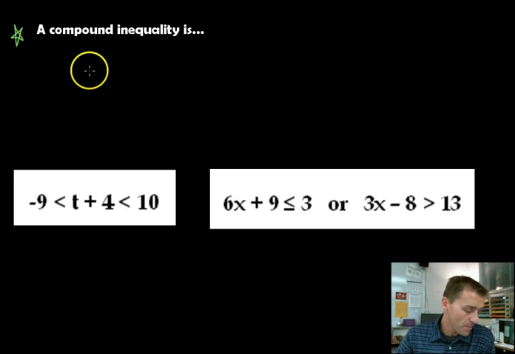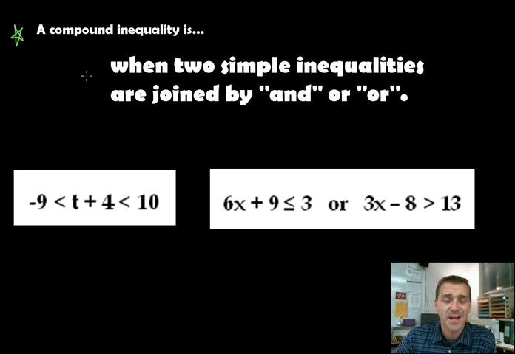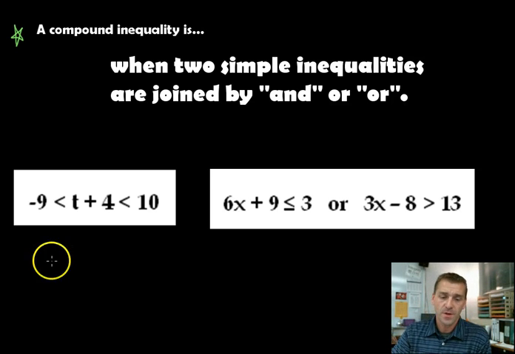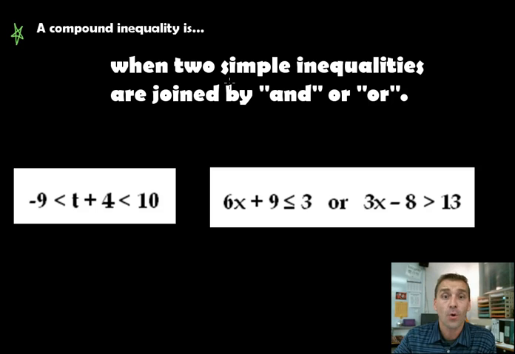A compound inequality, by definition, is when you take 2 simpler inequalities and you combine them. You join them together with either an and or an or. And you'll see 2 examples down here. This one over here is pretty self-explanatory in that you see this or right there. Well, there you're taking a simple inequality and a second simple inequality and you're putting them together with the word or. So it's a compound inequality.